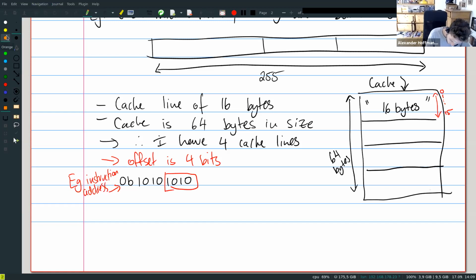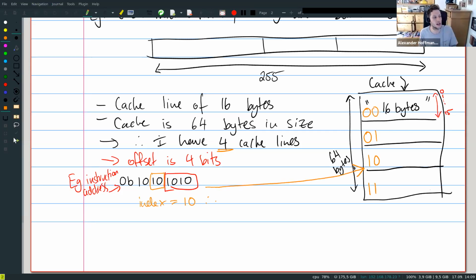I know I have 4 cache lines, meaning I need 2 bits to decide which one it is. This is the 0, 0 cache line. This is the 0, 1 cache line. This is the 1, 0 cache line. This is the 1, 1 cache line. And this number is just here. So what it's saying is that for this address, I have the index equals 1, 0. Therefore, this one would land here.